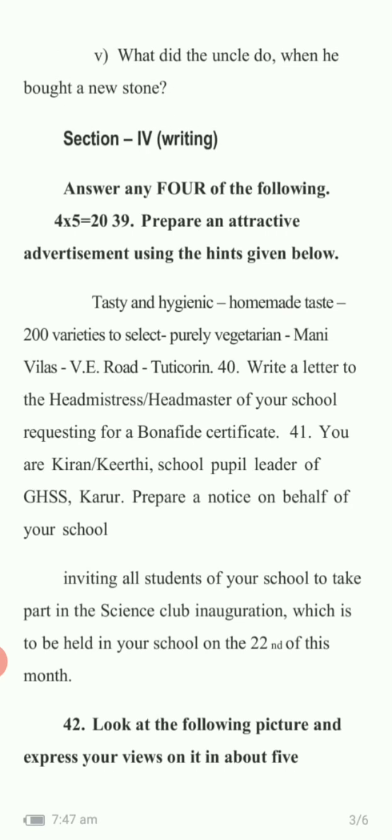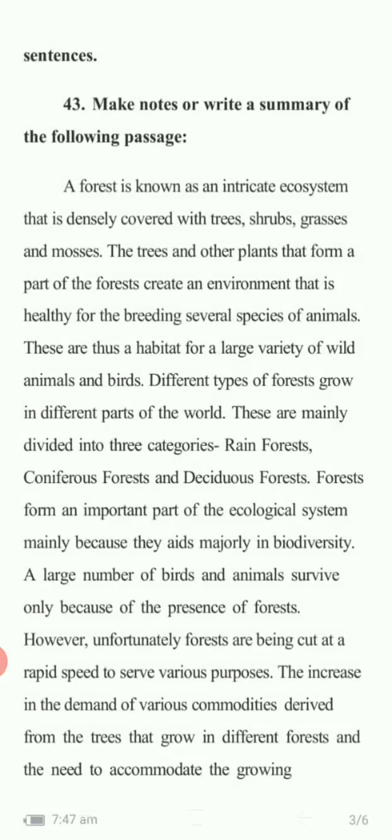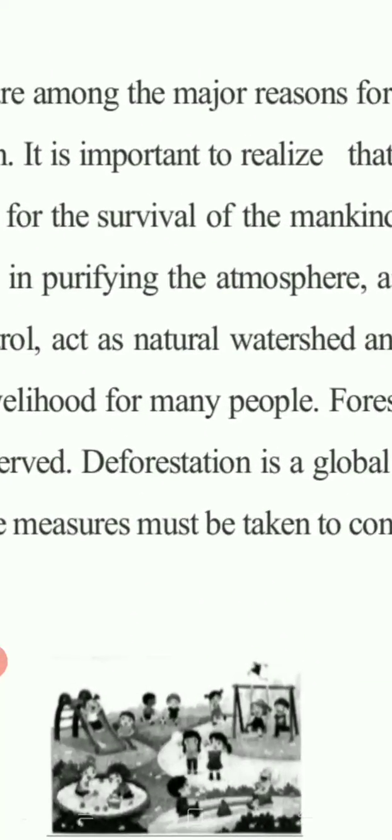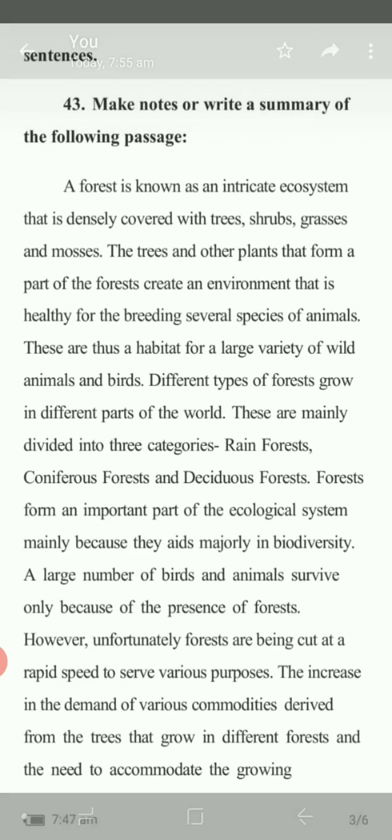Then: you are Kiran or Kirti, school pupil leader of GHHS Karur. Prepare a notice on behalf of your school inviting all the students of your school to take part in the science club inauguration, which is to be held in your school on 22nd of this month. Notice writing, advertisement, letter writing. We can discuss some other classes. Look at the following picture and express your views on it in about 5 sentences. Then picture comprehension: watching the picture, you have to write that. Okay, so write 5 sentences.